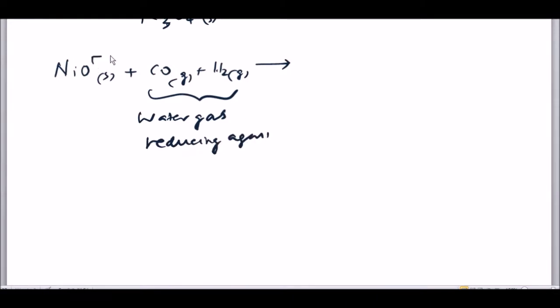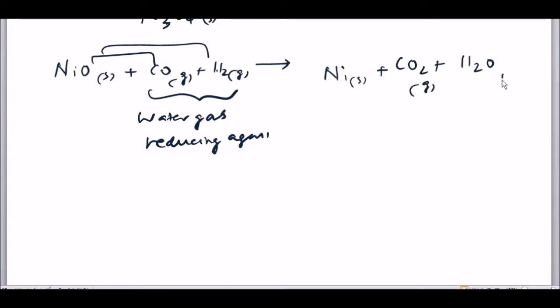The reducing agent can take up oxygen. When carbon monoxide gets oxygen, it becomes carbon dioxide. When hydrogen gets oxygen, it gets converted into water, and thus the nickel is separated. So nickel is in the form of solid, the carbon dioxide is in the form of gas, and water is in the form of liquid. This equation can be balanced by writing 2 times nickel oxide and 2 times Ni. It's also an example of reduction.